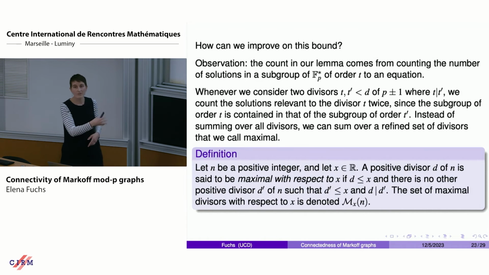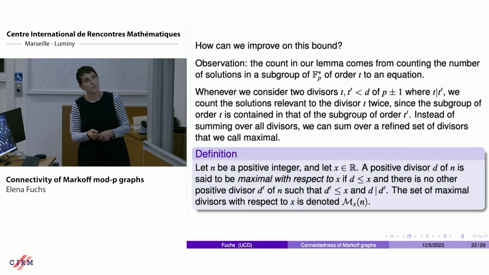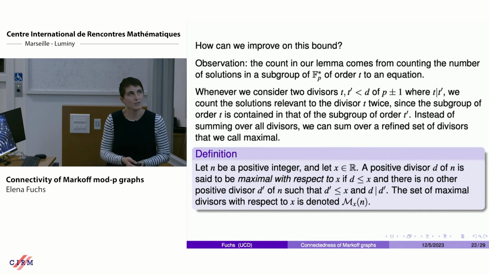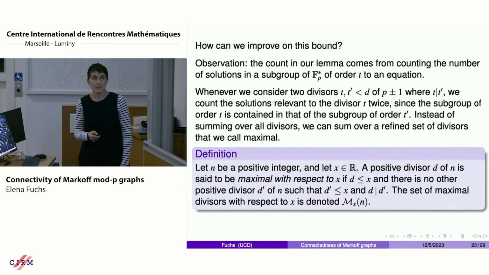So rather than looking at all divisors of p plus or minus 1, you should be looking at a kind of set of maximal divisors. And that's where we're going to introduce this notion, which appears not to have been studied before. If you have a positive integer n and some number x, less than or equal to n usually, but this is fine if it's greater than n, a positive divisor d of n is maximal with respect to x if first of all d is less than or equal to x, and there's no other divisor d prime of n where d prime is divisible by d and d prime is also less than or equal to x.